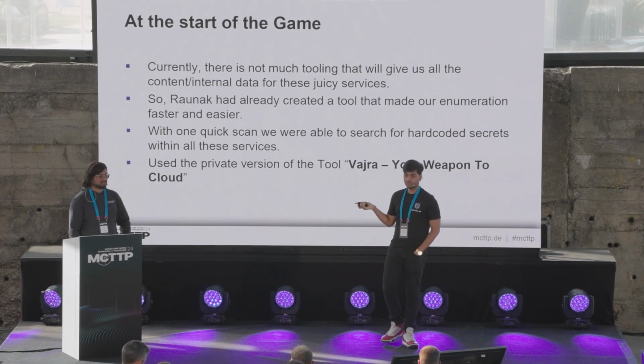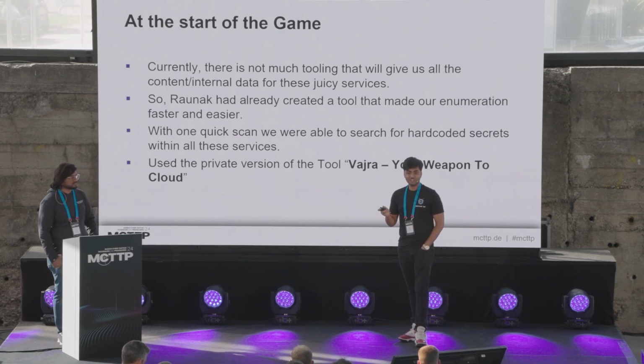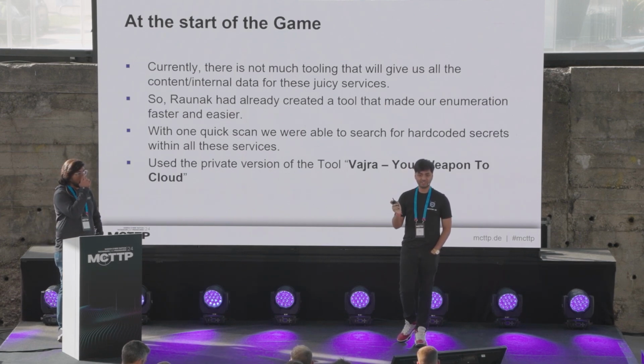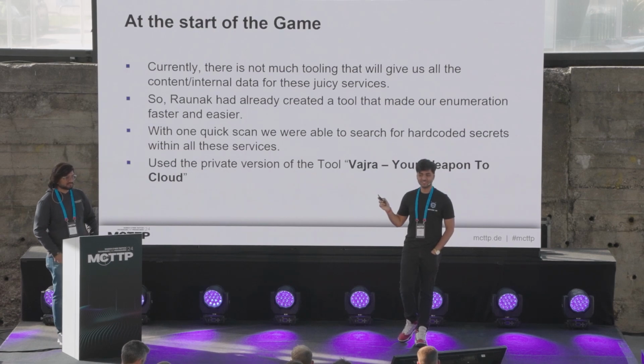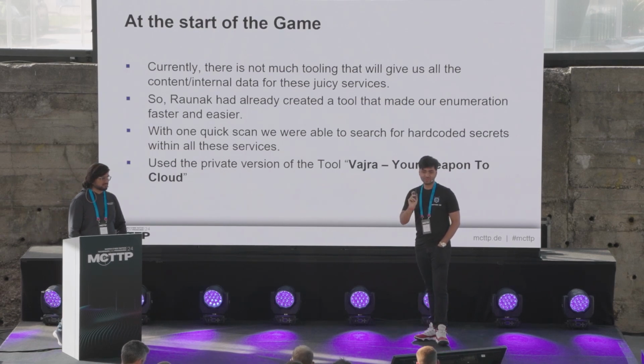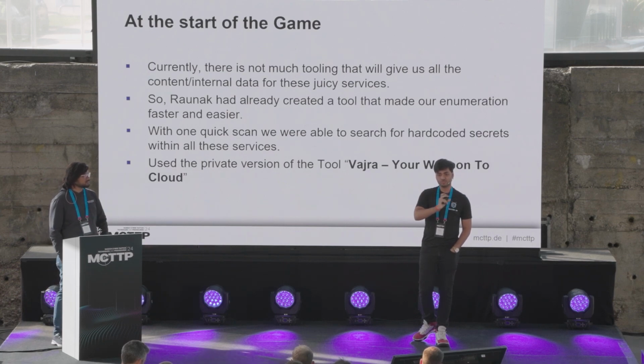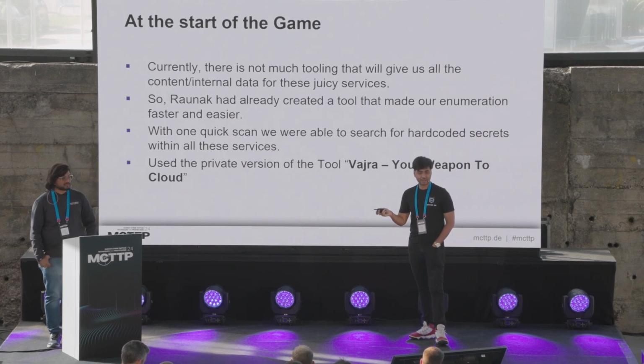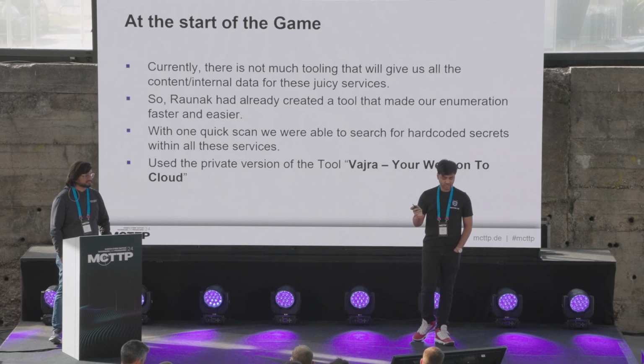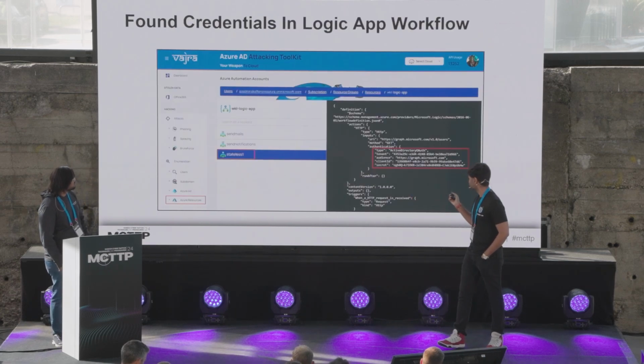But I have my own tool, Vajra, which allows me to scan with just one button, and it will go and scan all the source code. And by just doing a quick search of any keyword, I can find that keyword in those thousands of function apps. So this is one of the screenshots which we took.